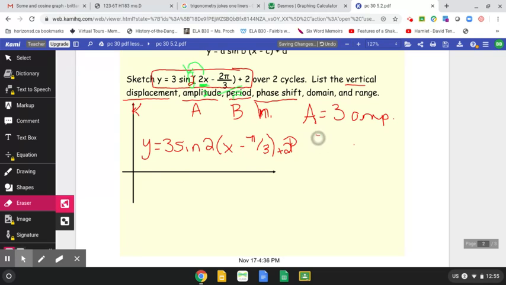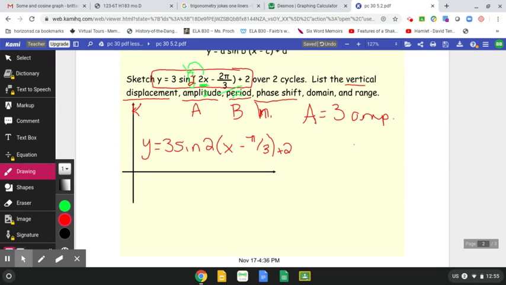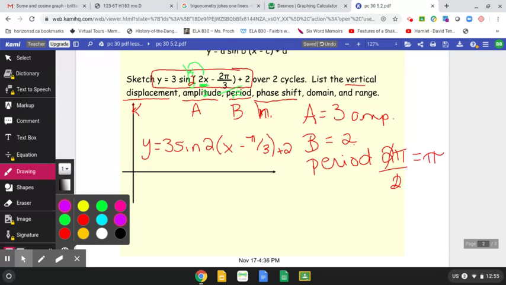Does that make sense? I just took that factor of 2 out so that I could see what B was. They do try and trick you. Actually, on the departmentals all the time, they do that. All right. So now I can say B equals 2. Therefore, your period is, we're dealing with radians, so 2 pi over B, which is just pi. All right, so I got my amplitude done, I got my period done.